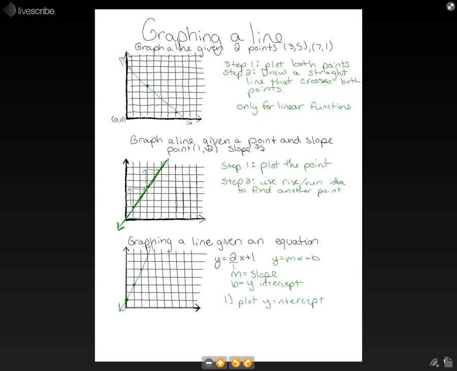So these are some ways to graph a line, and generally this is for linear functions.